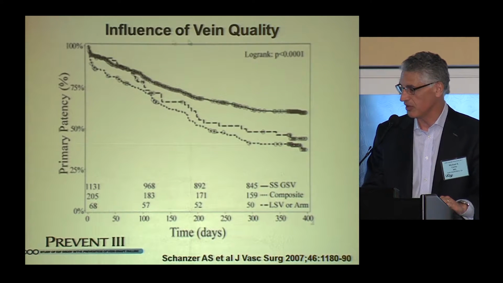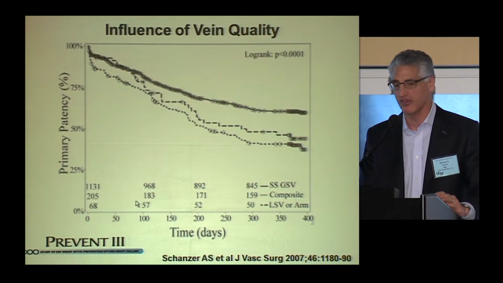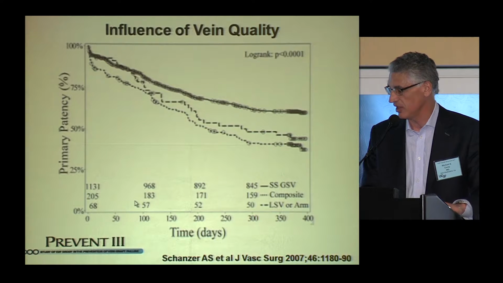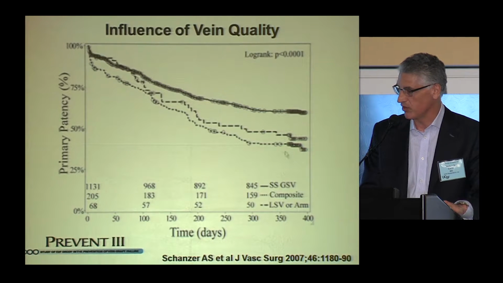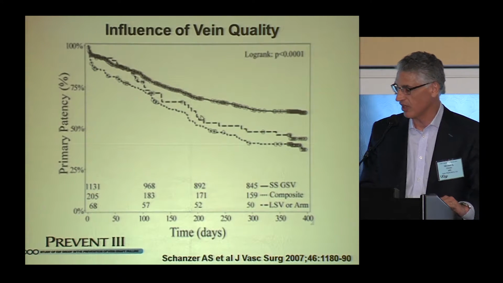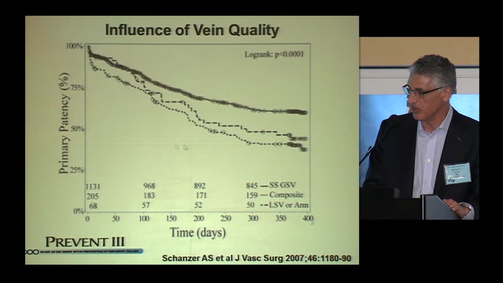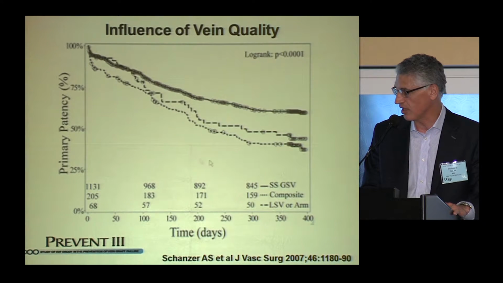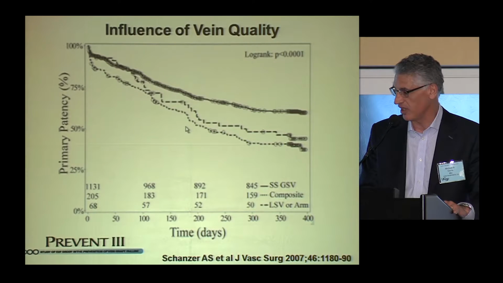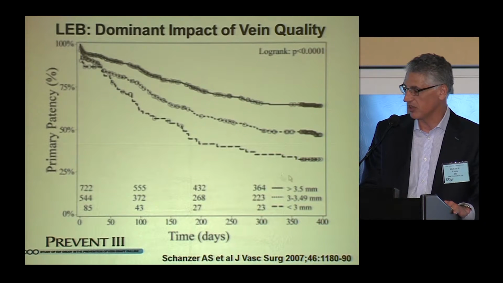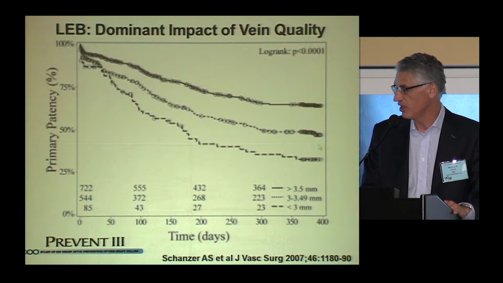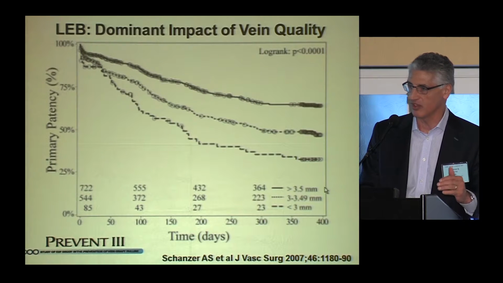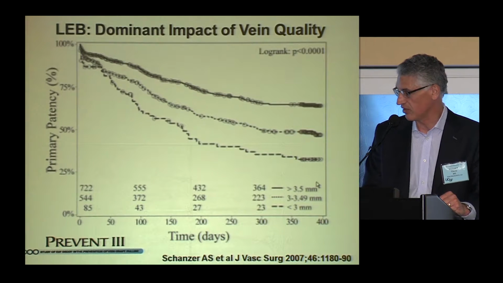Again, here from the PREVENT III trial of 1,400 patients, all of these bypasses were for critical limb ischemia. You can see that a single segment greater saphenous vein is far and away the best conduit. Other autogenous veins are reasonably good and would be better than prosthetic, but a single segment saphenous vein is the best, particularly if it's at least 3.5 millimeters in diameter. The patency rate starts to fall off when you get to smaller veins that are less than 3 millimeters.